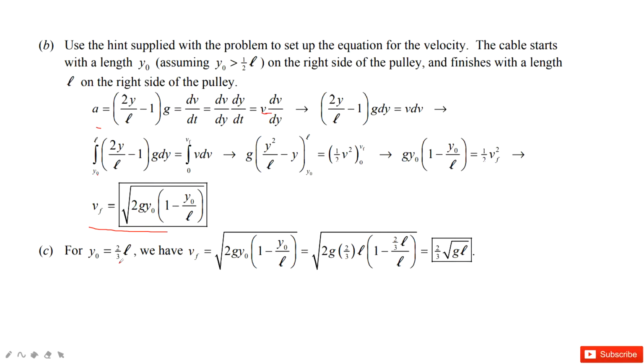Agree? I then tell you that if y0 is two thirds of L, we just input this y0 inside and solve the equation to find the final velocity.